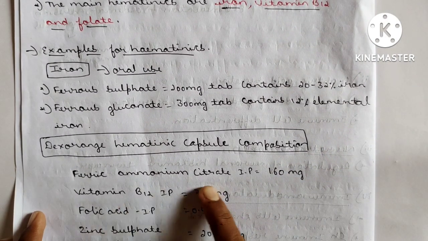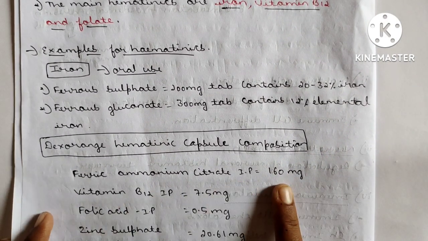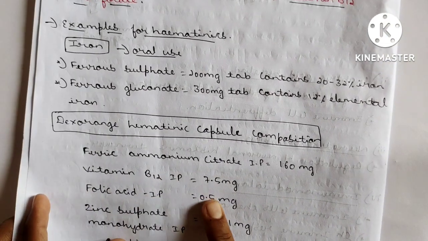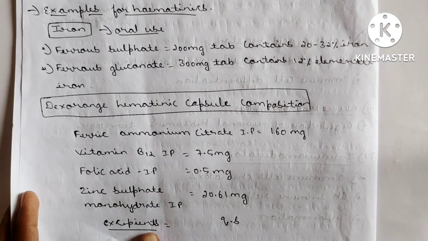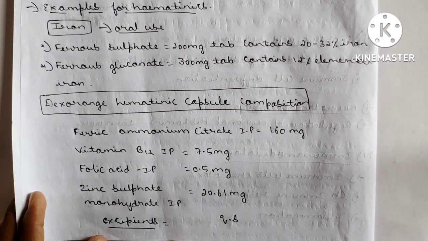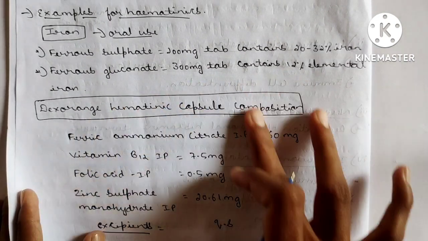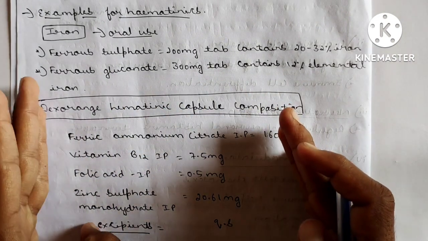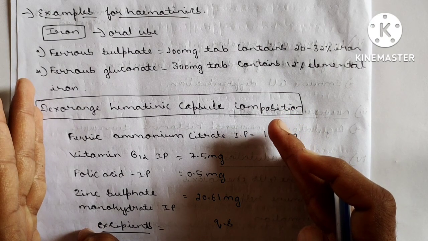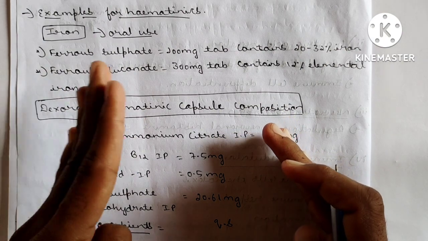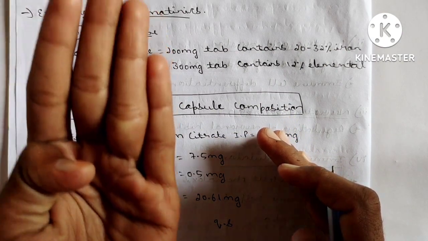It contains ferric ammonium citrate IP 160 mg, vitamin B12 IP 7.5 mg, folic acid IP 0.5 mg, zinc sulfate monohydrate IP 20.61 mg, excipients quantity sufficient. These all are the composition of the Dexorange capsule. You can go to the medical shop and ask for this Dexorange hematinic capsule, turn to the backside of it and see all the composition is present.